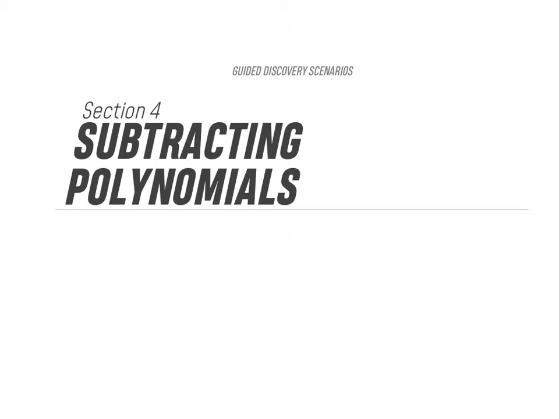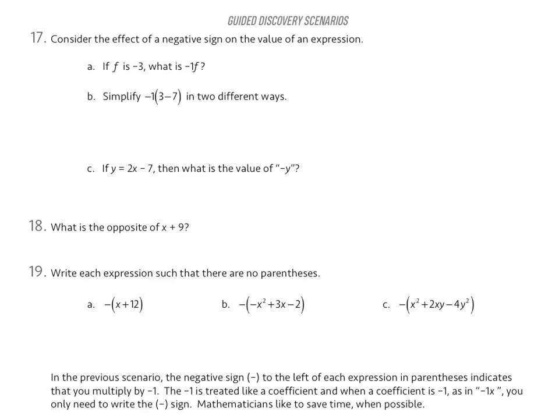Section 4. Subtracting polynomials. 17. Consider the effect of a negative sign on the value of an expression. Part A. If f is negative 3, what is negative 1f? Negative 1 times f would be the opposite of f. And if f is negative 3, then we want the opposite of negative 3, and that would be positive 3.